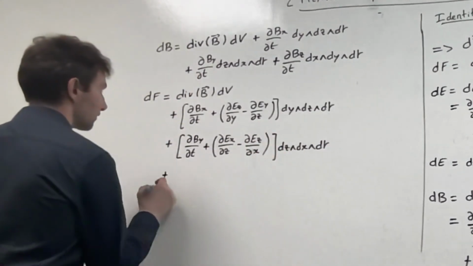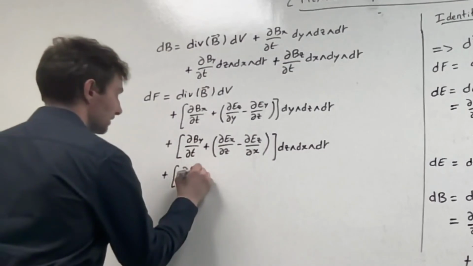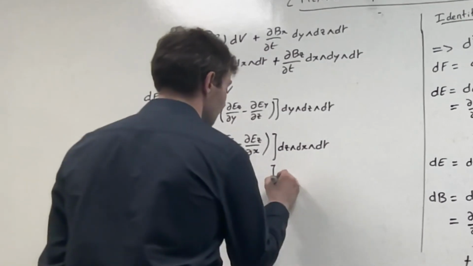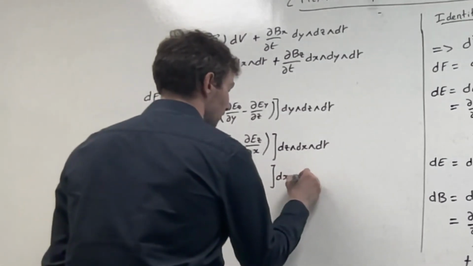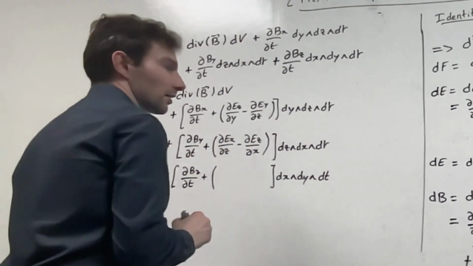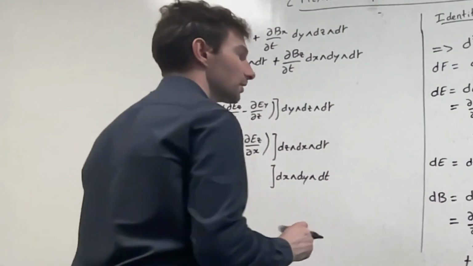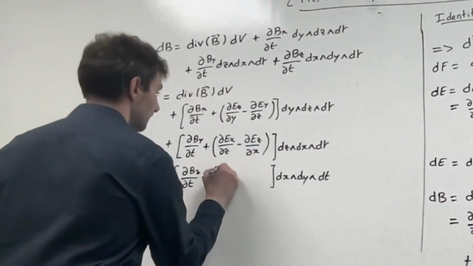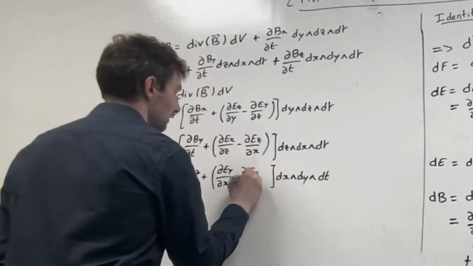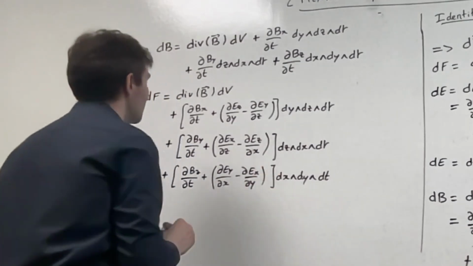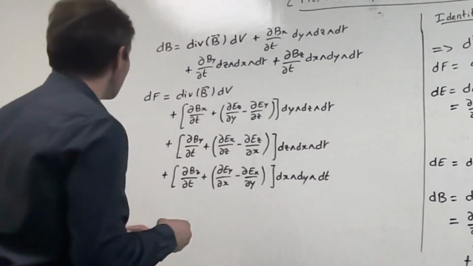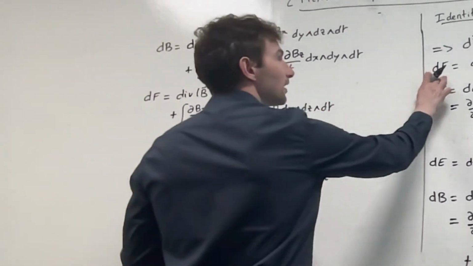Okay, and finally we are going to get dBz/dt. Let's think here, and that's going to be dx wedge dy, and then dt, and that's plus. And so we need to look for the dx dy, that is here as dy dx minus dx dy.